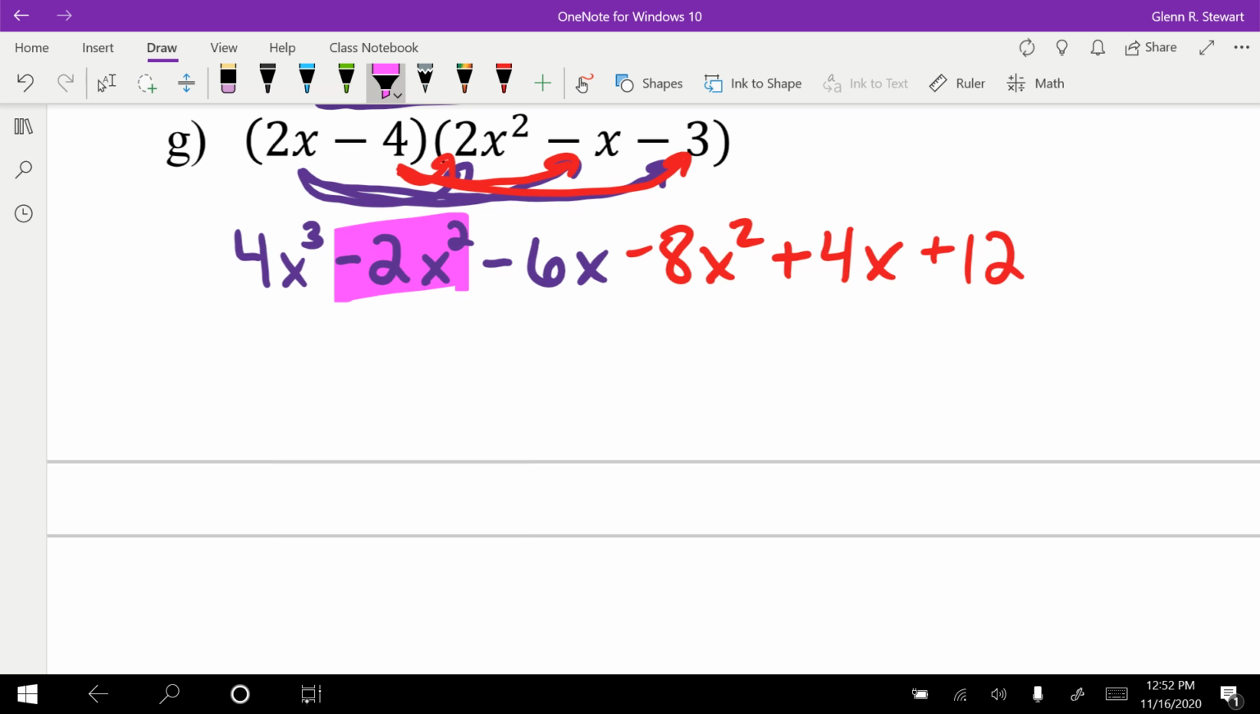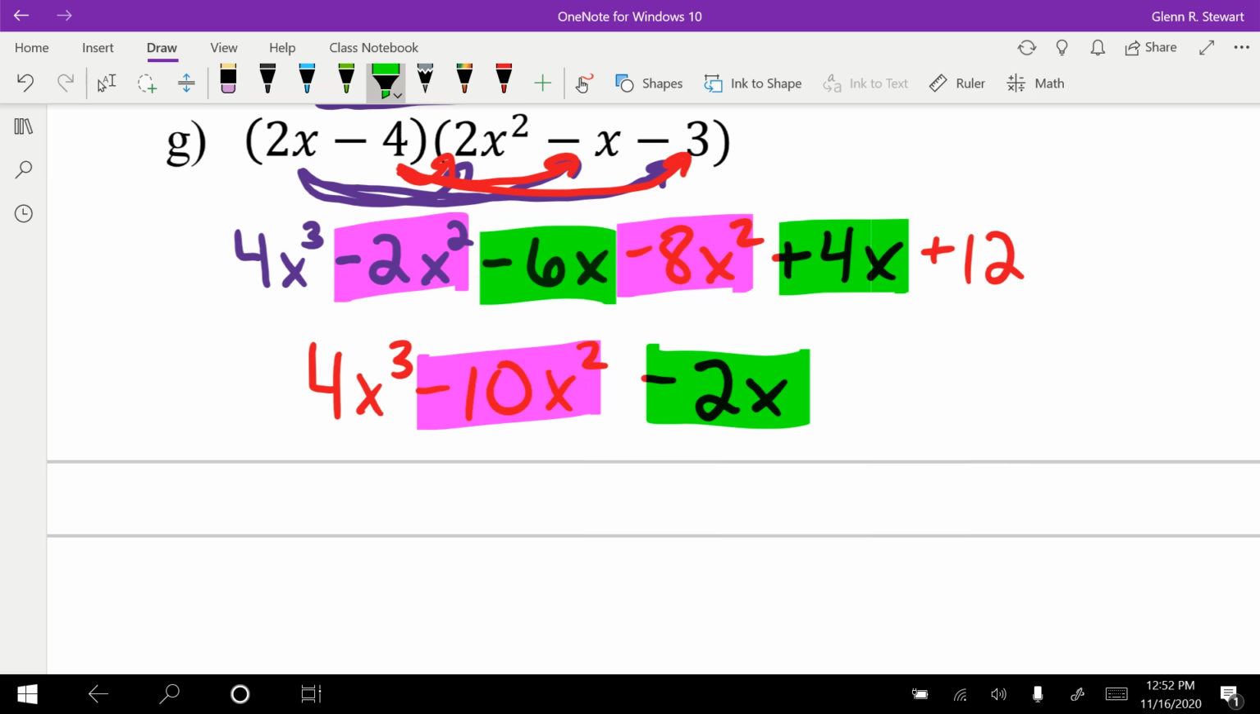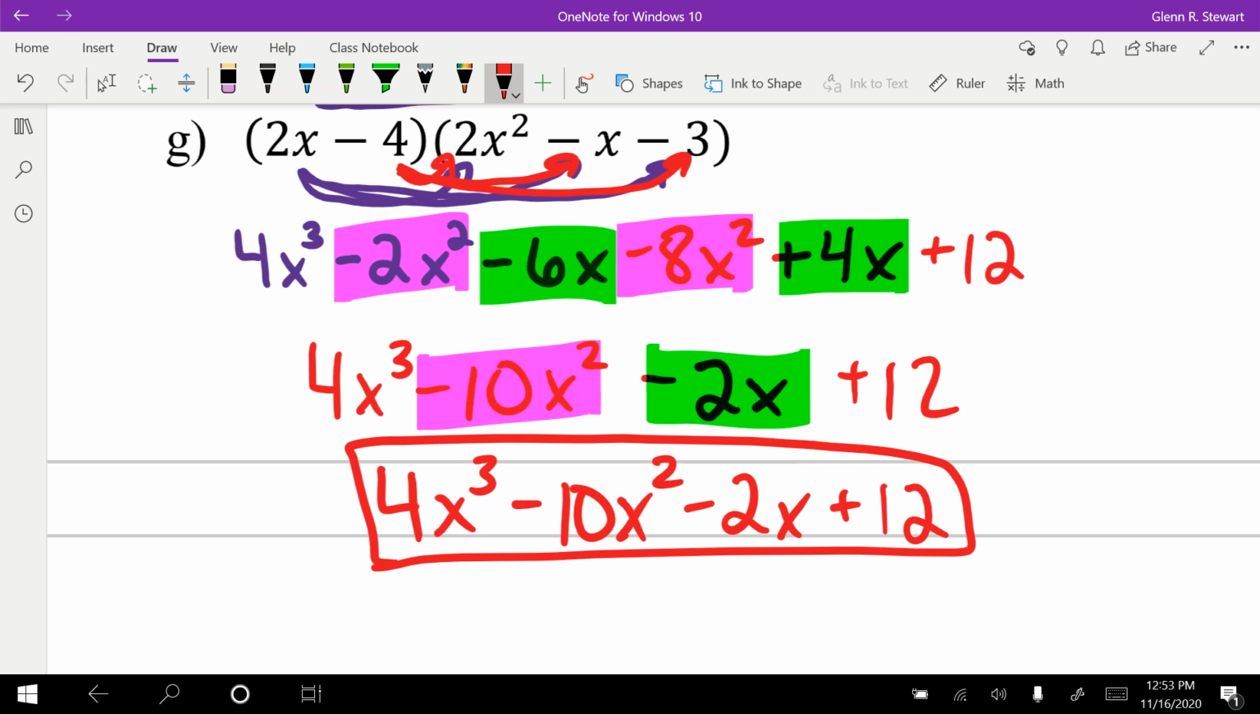We want to combine our like terms. So right there's two of our like terms. 4x cubed minus, combining our like terms, 10x squared. Minus 2x, there's another two terms, minus 6x and positive 4x that we combine, plus 12. Okay? And I'll rewrite that answer here without highlighter. This is as simplified as we can go. We can never combine terms that have different x values, ever. Okay?